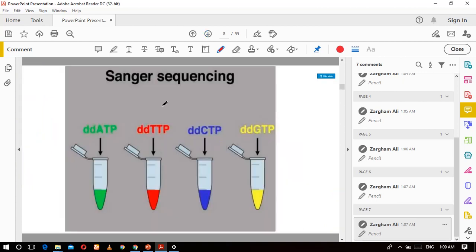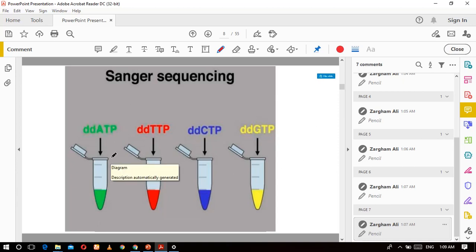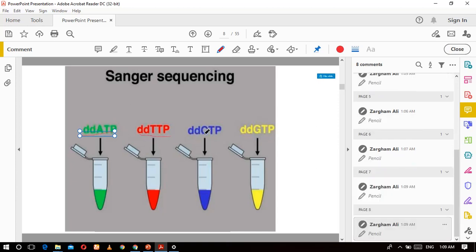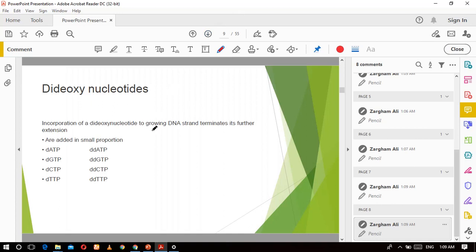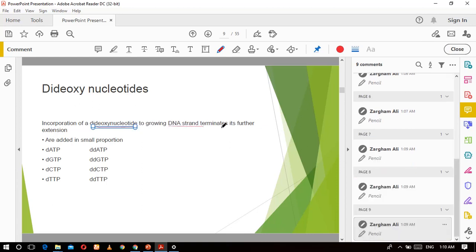This is an example illustration of Sanger sequencing. This contains all our master mix, primer, and DNA polymerase, etc. But the only difference among these four Eppendorf tubes is ddATP, which is a dideoxynucleotide, where the oxygen on both the 2 prime carbon and 3 prime carbon is removed, and dTTP, dCTP, and dGTP. When a dideoxynucleotide is added onto the growing DNA strand, it will terminate further extension and the reaction is stopped.